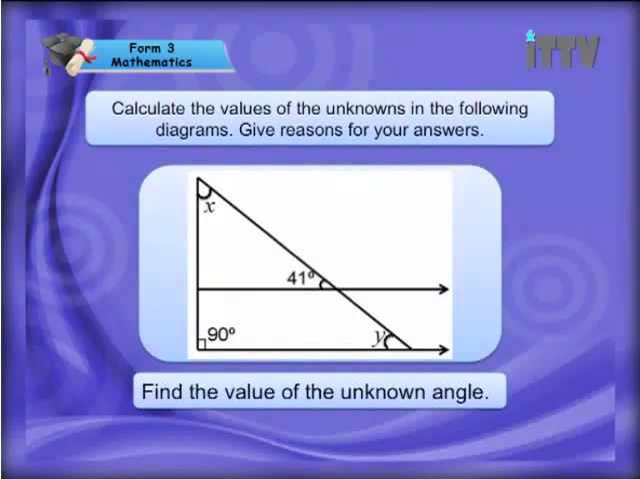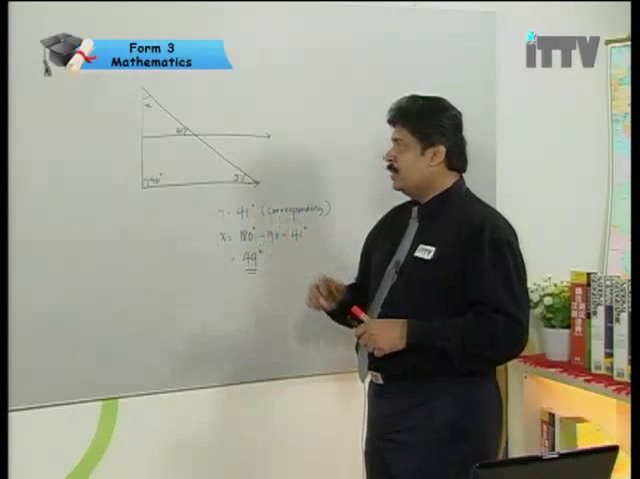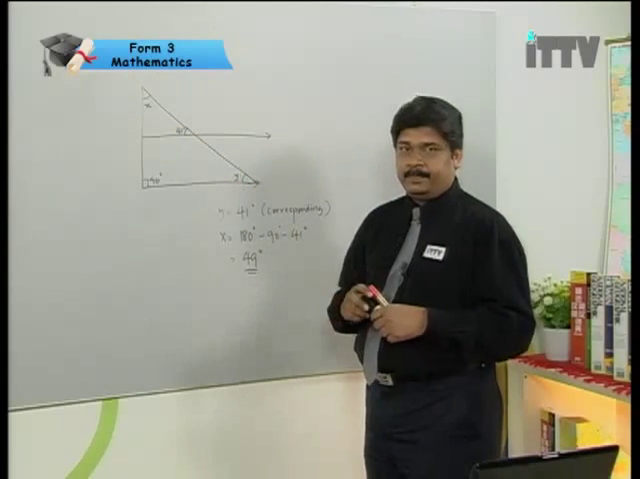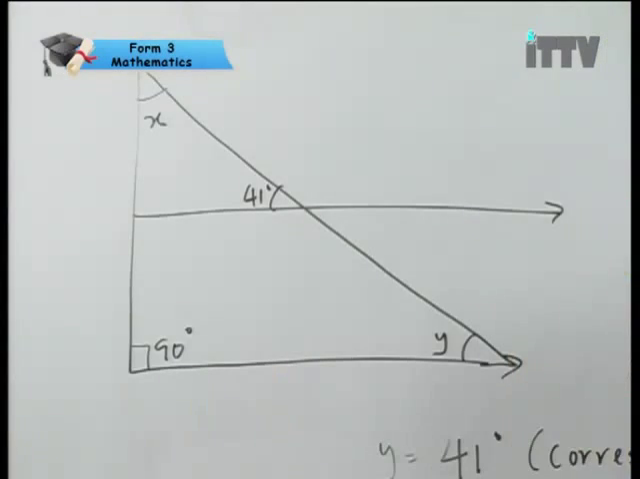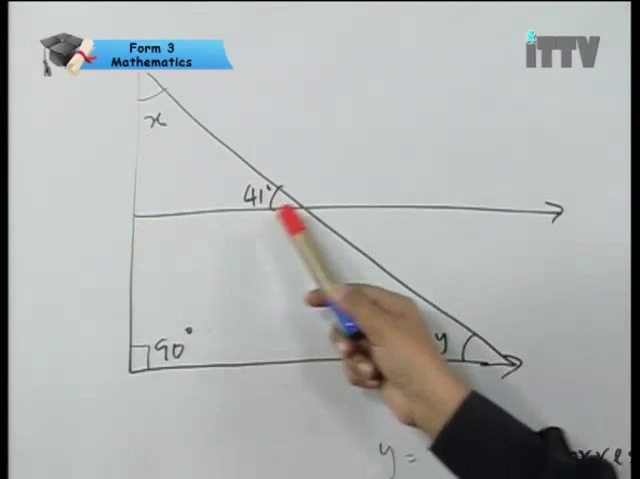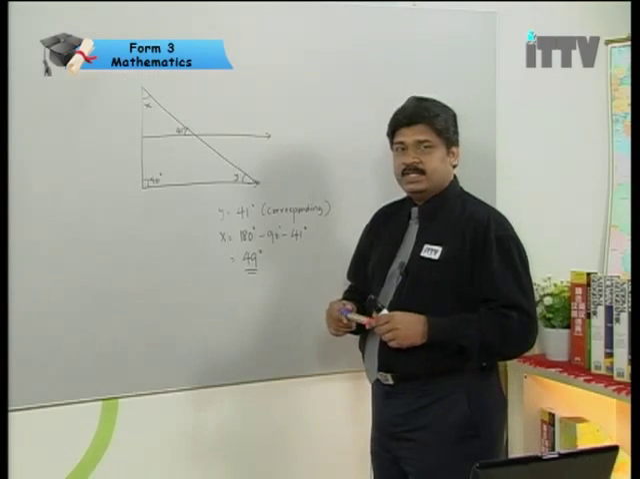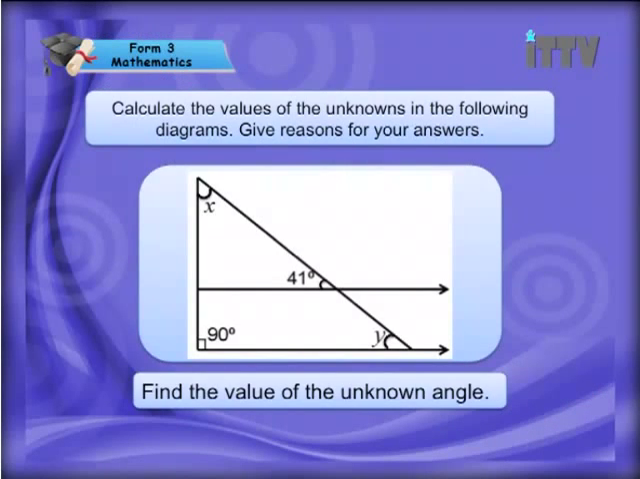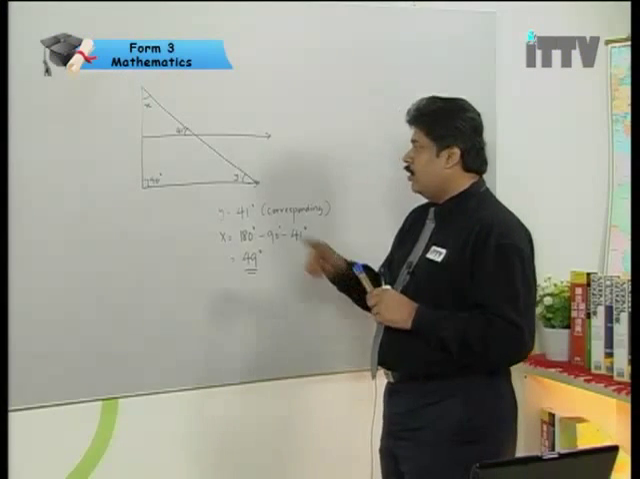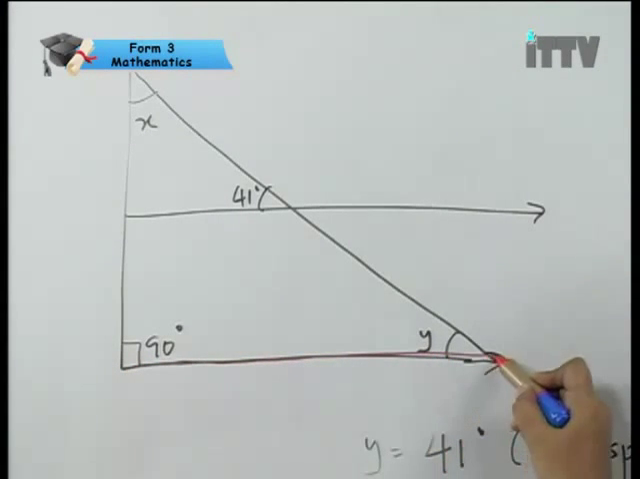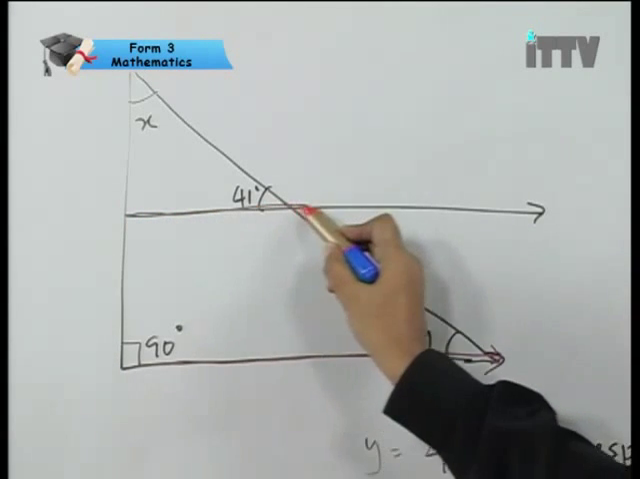Find the values of the lettered angles. Well, boys and girls, in this question, we need to find the values of X and Y. On closer examination, we note that this is a triangle and we have a parallel running line across. Next question is, how am I going to find the values of X and Y? If you look on Y, I have two parallel lines running. First is here and the next one at the top.